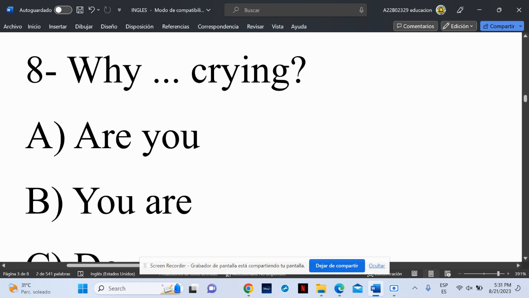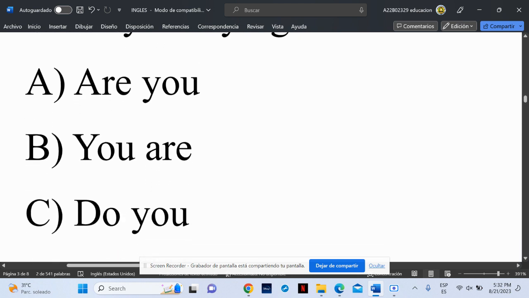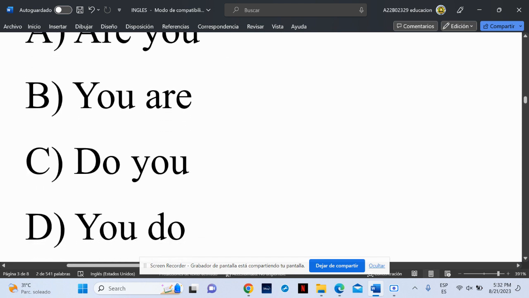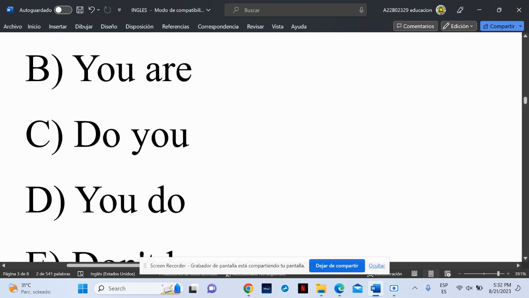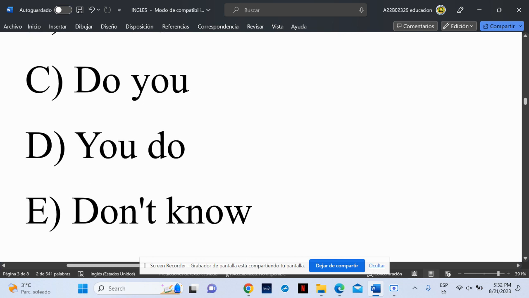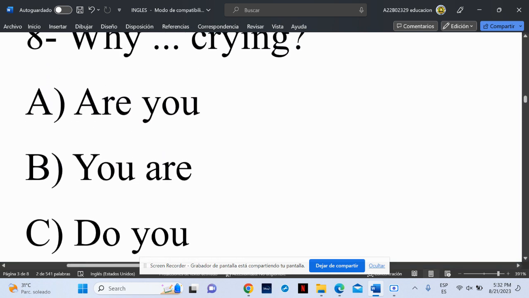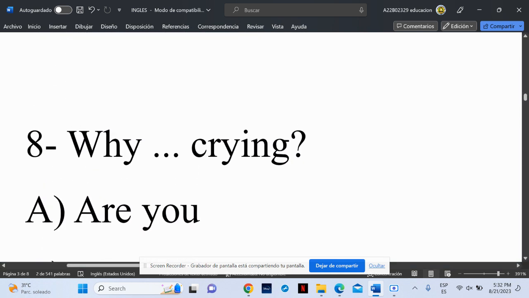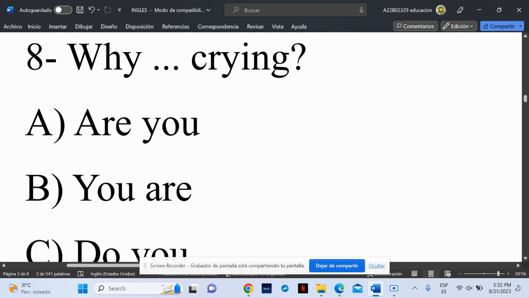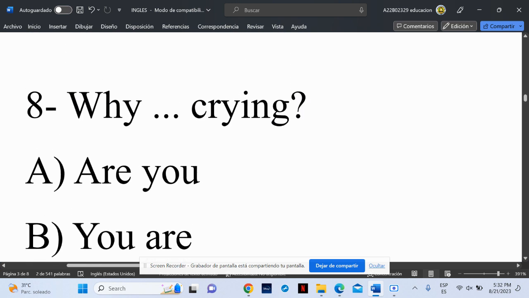Letter A, why you are crying. The next one, why do you cry? The next one, why do you cry? And the next one, letter E, as you remember, that expresses that you don't know the answer of every question. Entonces, la opción E te expresa siempre que no reconoces la respuesta correcta.